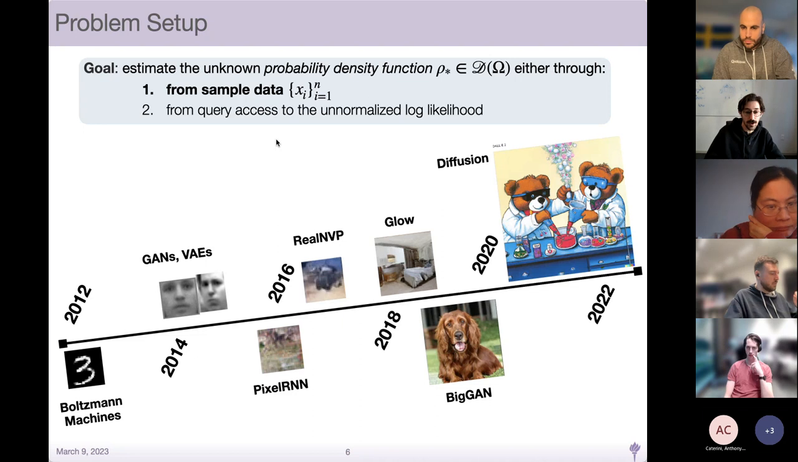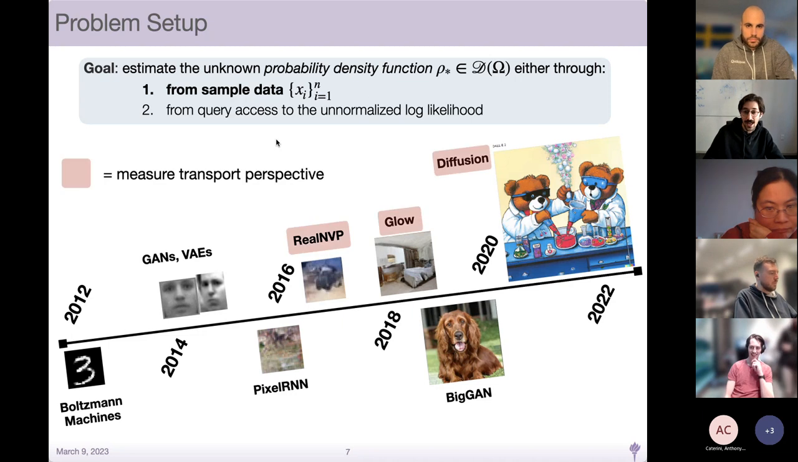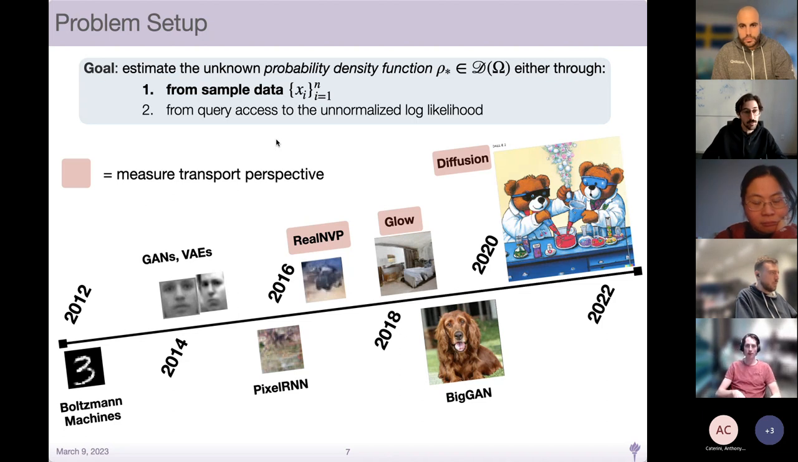Since 2012, we've gone from generating MNIST to being able to query a large language model to draw two scientific bears doing a chemistry experiment, and I can get that image in a matter of seconds. And moreover, the reason I want to paint this picture is that, as you can see, as we get further into the progress of this timeline, the measure transport perspective underlying these models really starts to appear. And it's clear that it's worthwhile to think about measure transport in motivating the design of good generative models.